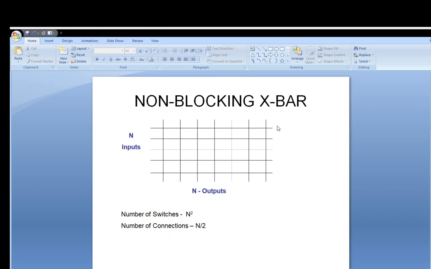So suppose we have 3 subscribers at input and also 3 at output. That means 3 square, that is 9, and 9 switches will be available, but 3 by 2, 1.5 switches, will be used. So we can see the percentage of utilization of the switches is very low. Out of 9, only 1.5 switches are used. That means much less than 50%.